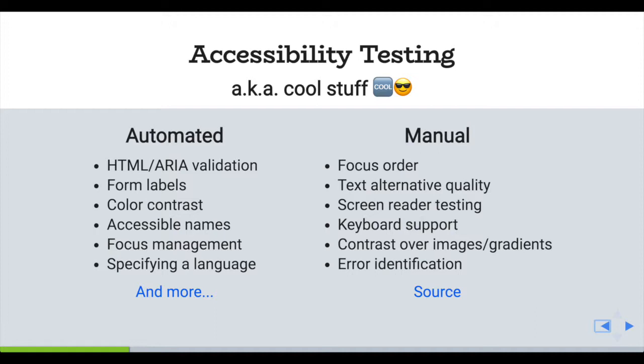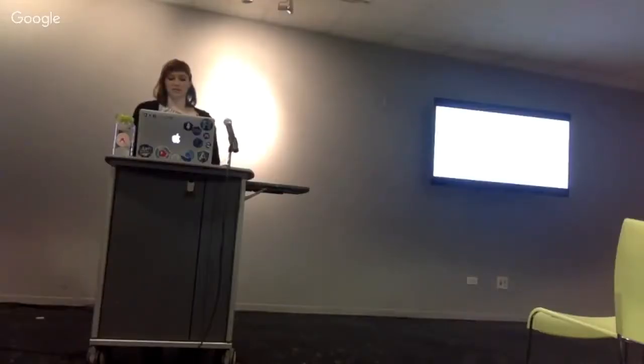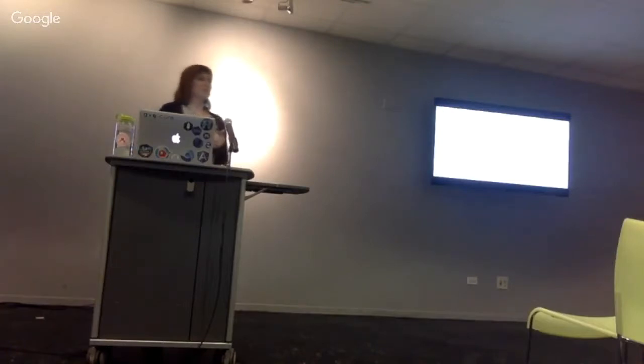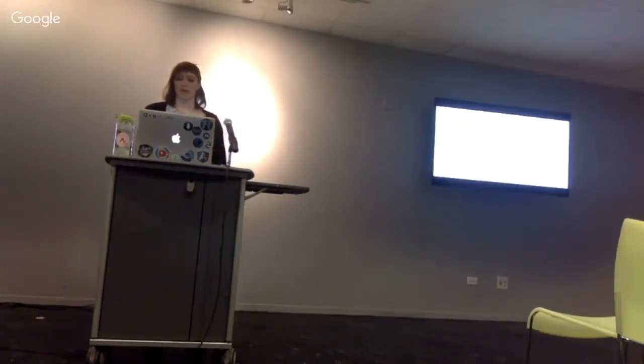There's more with keyboard support. Like if it's not operable at all, we can't really automate. You know, if you don't know what you don't know, we can't really automate that. Contrast of text over images and gradients is challenging, and error identification. In my slides, I have a link on the Deque blog about our manual accessibility testing approach, and I use that to give myself a gut check about, okay, what can we automate and what can't we? So if you want to read more about that, you can find that in my slides.